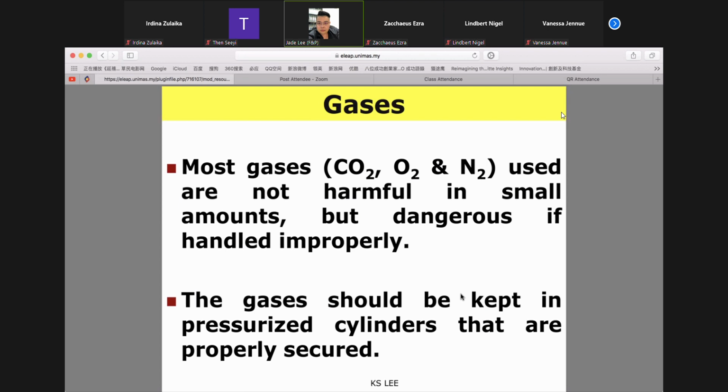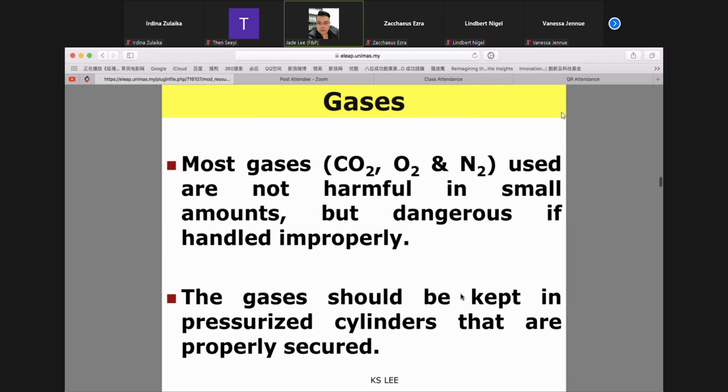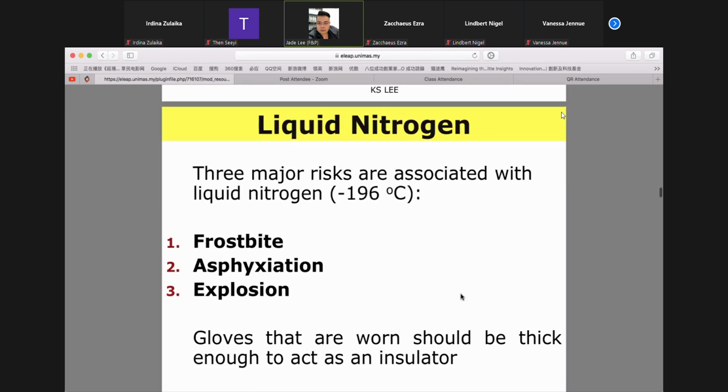So if you see the cylinder in the tissue culture lab, you should see the meter on top of it, and the meter will tell you the pressure, how much pressure there is, whether you need to change it or not. You can tell by the reading on the meter on top of the cylinder. Liquid nitrogen is extremely, very, very dangerous.